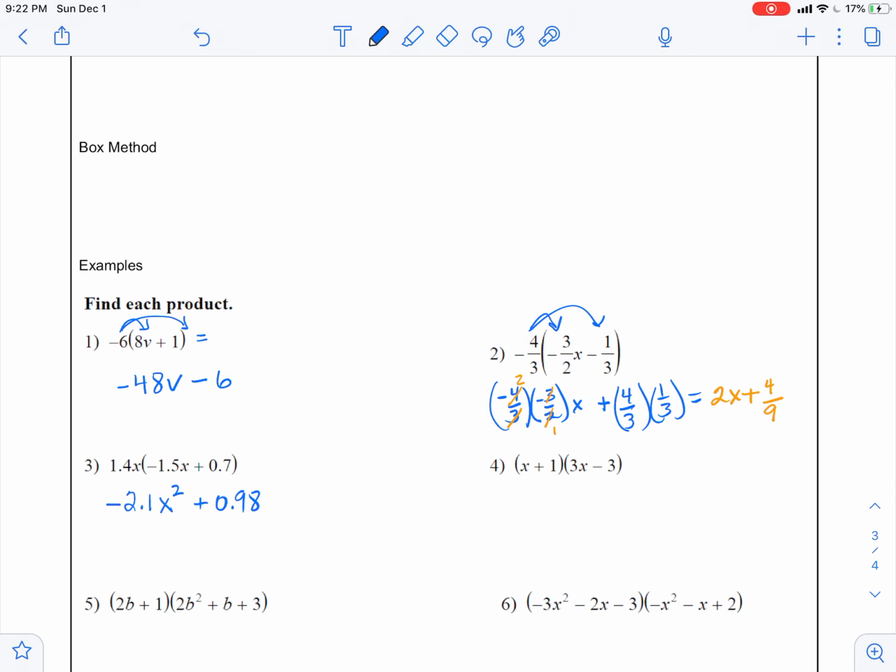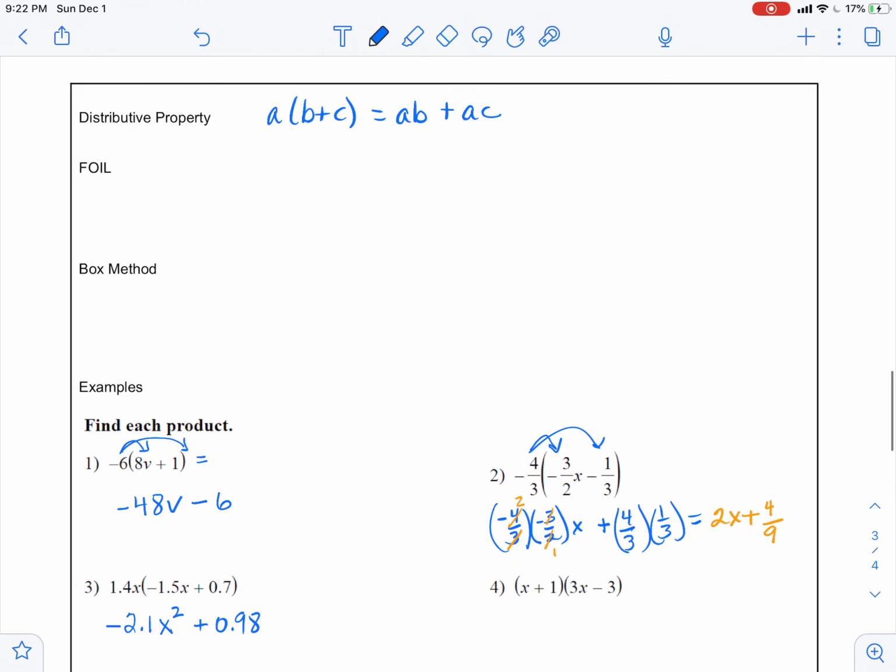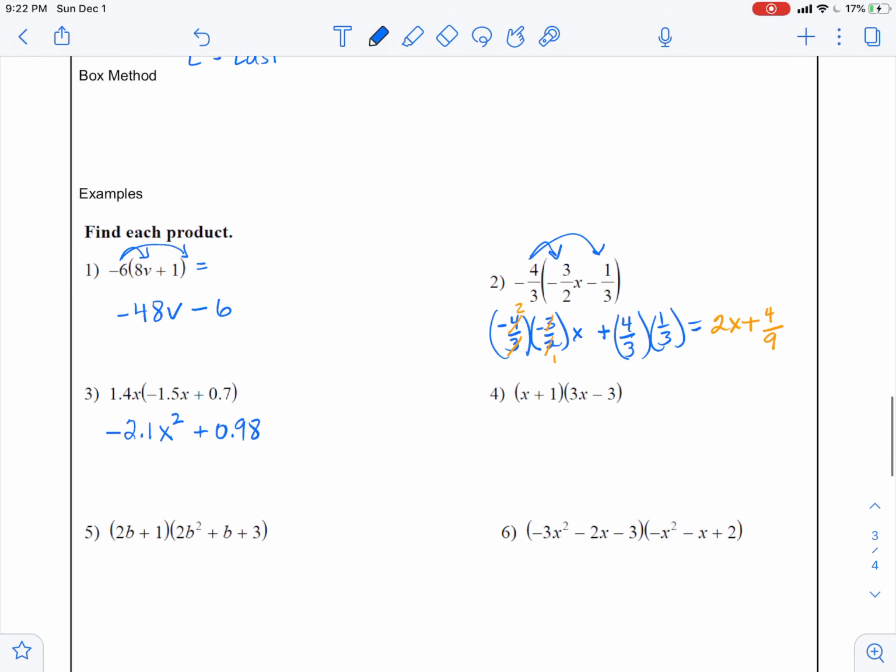Okay, so that is just your distributive method. And then let's talk about what FOIL is. And guys, FOIL is actually just the distributive property. And so remember, FOIL is just an acronym so that you can remember what to do. And it stands for first, outside, inside, and last. So let's just go down here to a problem and show you what we mean by that.